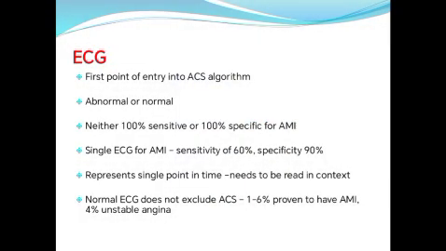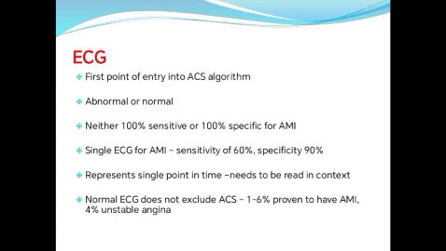ECG is the first point of entry into the acute coronary syndrome algorithm. So this again emphasizes the importance of ECG. It could be abnormal or normal, neither 100% sensitive nor 100% specific for acute myocardial infarction. We could have acute myocardial infarction with a normal ECG. For a single ECG, the sensitivity for acute myocardial infarction is about 60% and the specificity about 90%.